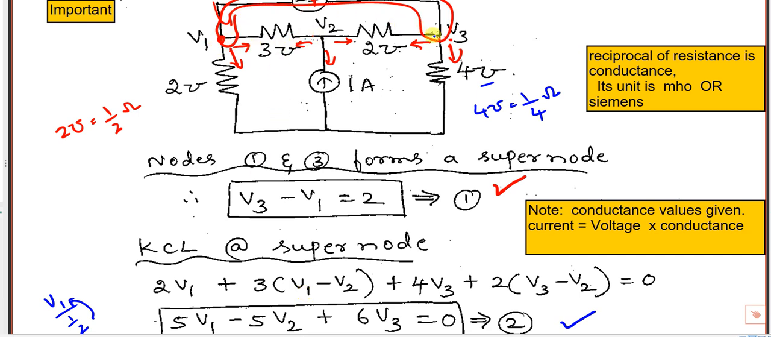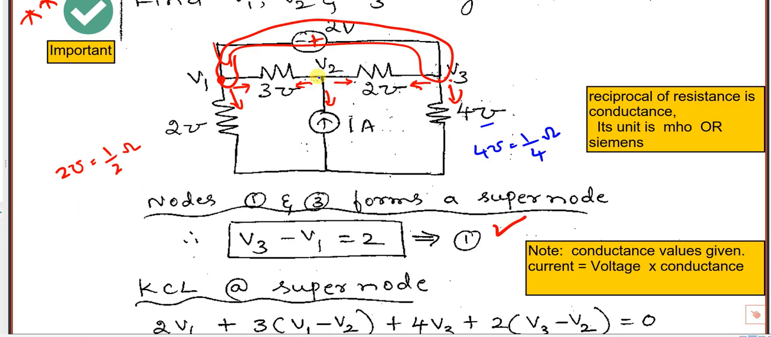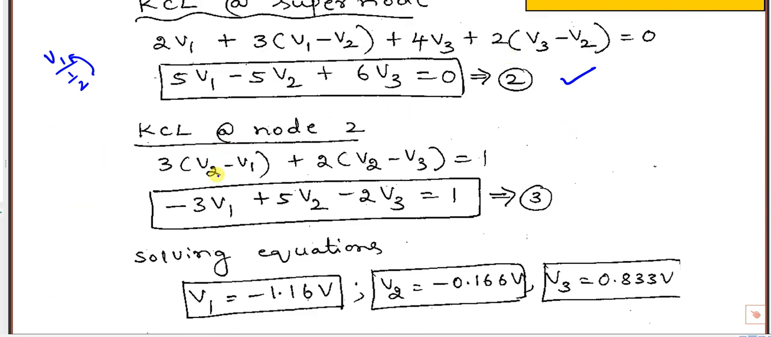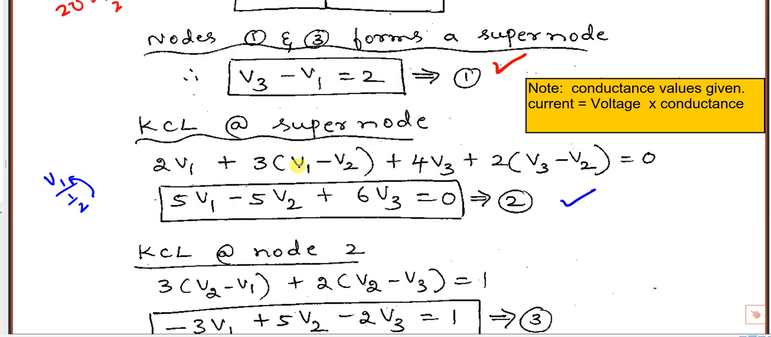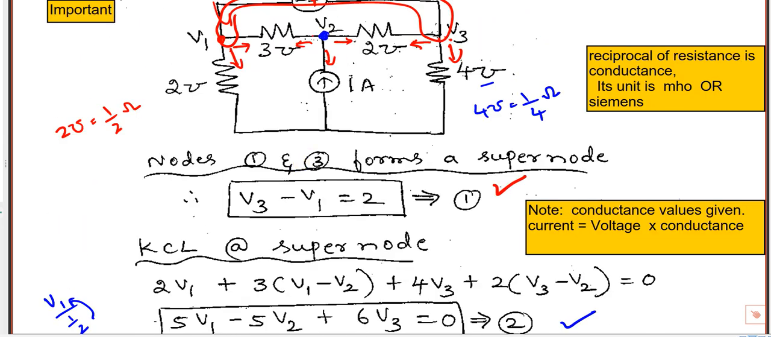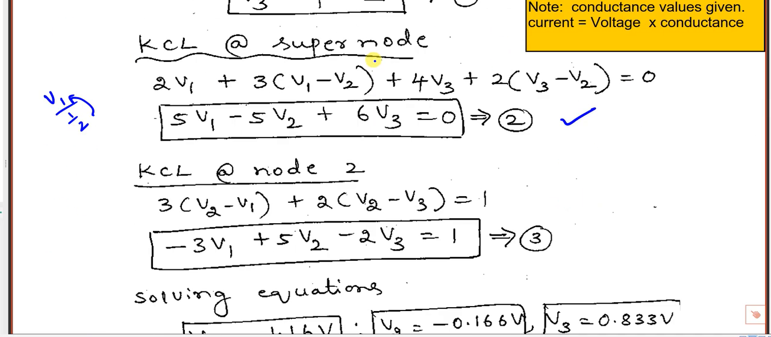One equation is V3 minus V1 equals the voltage value of 2 volts. Three equations are required. One equation is directly from the super node. Second is obtained by writing KCL for the super node. Third, you can apply KCL at node 2 for the left side current, which is V2 minus V1 by 1 by 3, that is the 3 will come to the numerator. And the right side is V2 minus V3 by 1 by 2.